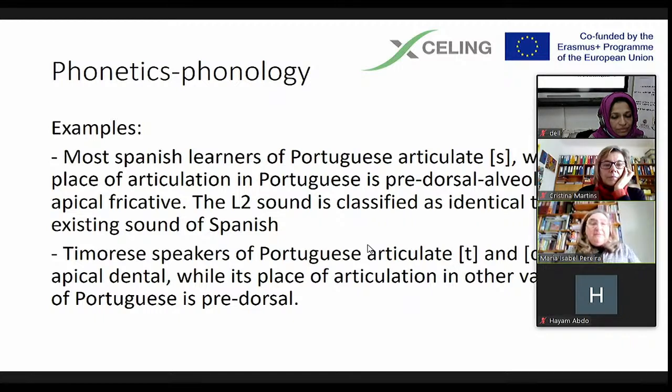Another example. Timorese speakers of Portuguese articulate the dental plosives as apical, while the articulation in other varieties of Portuguese is predorsal, as in d, and which is articulated by Timorese people as apical d. And this is the place of articulation of the equivalent sounds in Tetum and other languages spoken in the territory.